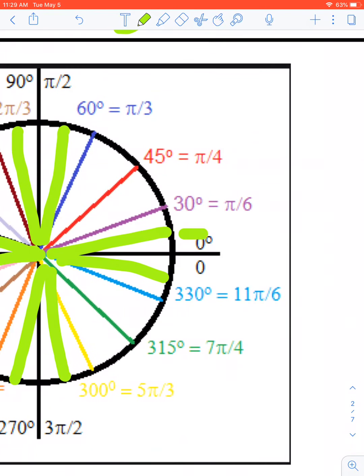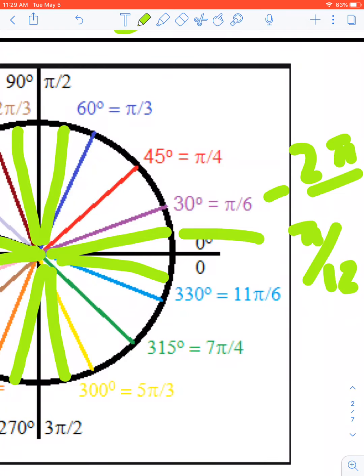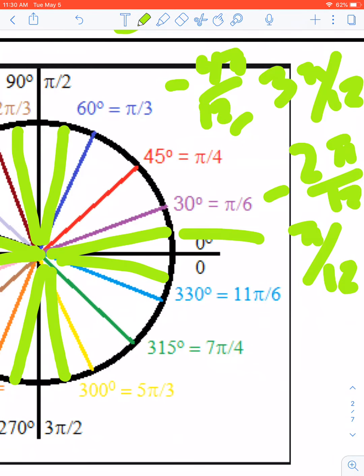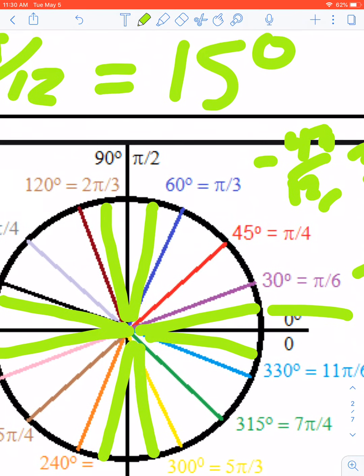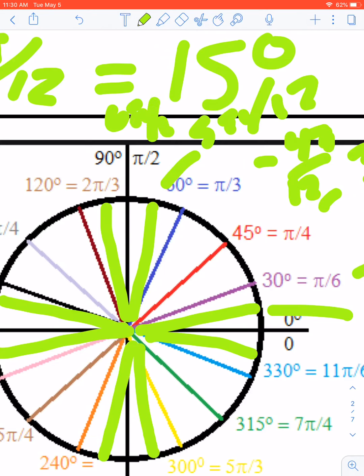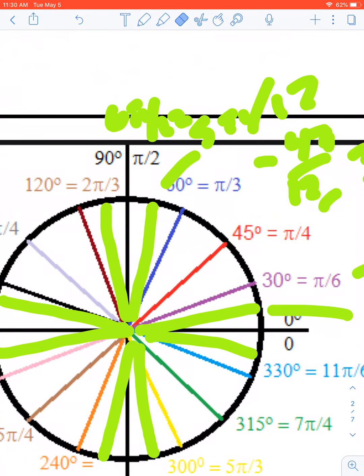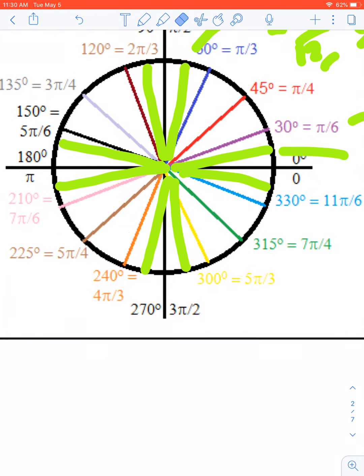So I have this over here is pi over 12, because it's 1/12 the way around. This one here is 2 pi over 12, which is pi over 6. This, 3 pi over 12. This, 4 pi over 12. And again, all those ones reduce down to this, 5 pi over 12. 6 pi over 12. So all these that I'm talking about here, when I'm talking about the 12s, reduce down to the number that's written.